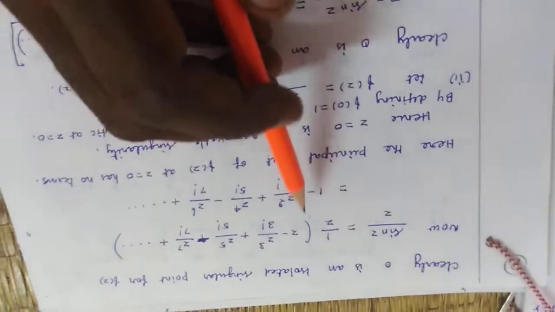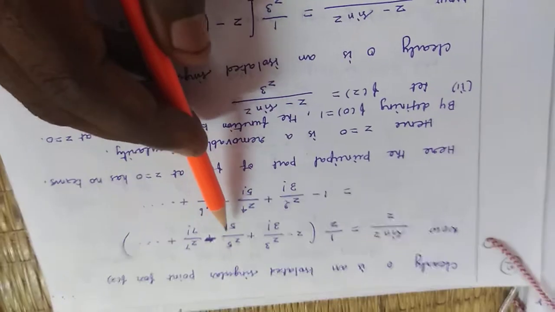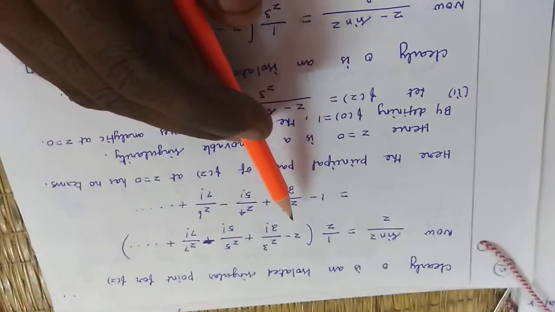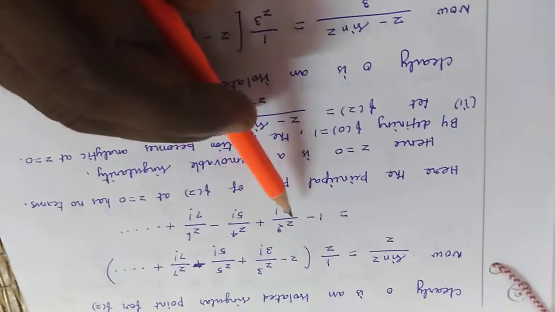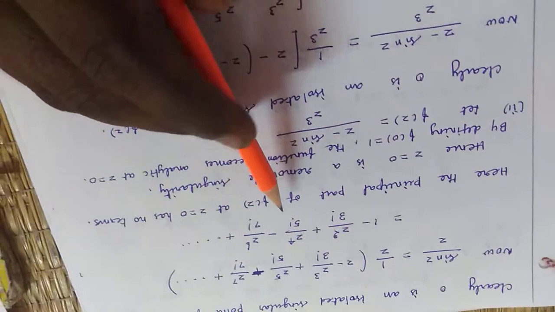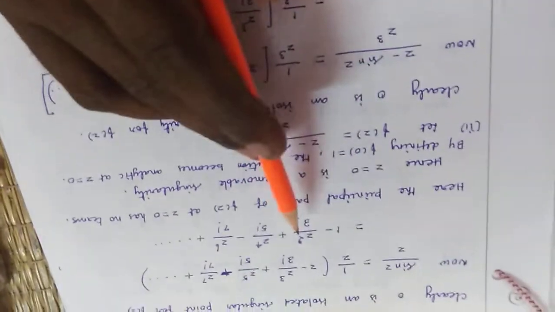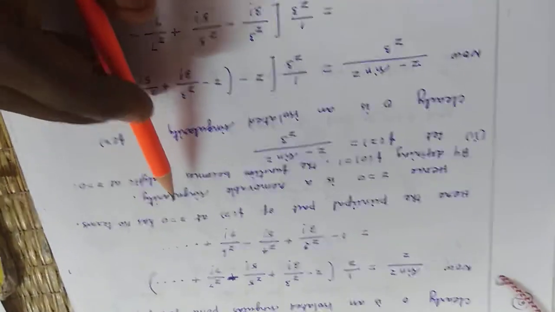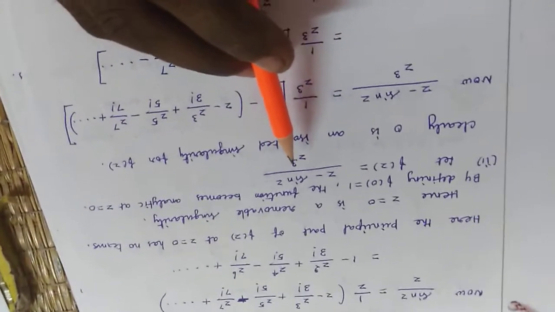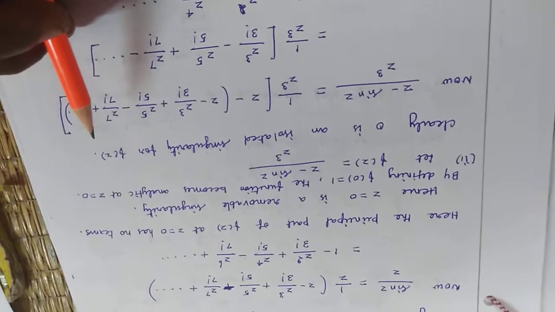Now sin z by z equal to 1 by z into the sin z expansion, z minus z cube by 3 factorial plus z power 5 by 5 factorial, etc. So z comes outside and z cancels. The remaining terms are 1 minus z square by 3 factorial plus etc. Therefore there is no principal part, which implies the singularity is a removable singularity. So by defining f of 0 equal to 1, the function becomes analytic at z equal to 0.